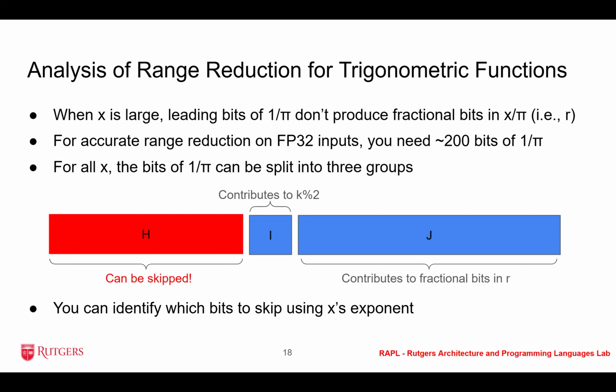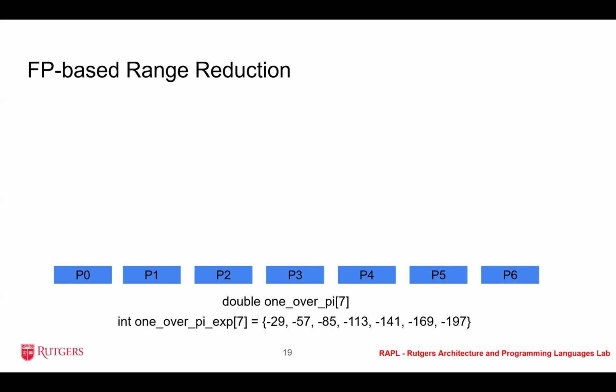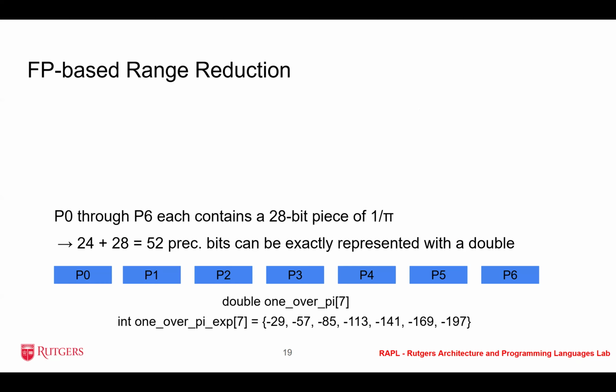So using these crucial insights, I went ahead and implemented an updated version of my range reduction strategy. For this range reduction strategy, I represent 1 over pi using its first 196 bits, which I obtained from MPFR. I spread these bits across 7 doubles so that each double contains a 28-bit piece of 1 over pi. Why 28? Every 32-bit float input is expected to have 24 bits of precision. So by distributing the bits in this manner, I can ensure that the partial products can be exactly represented as doubles without any loss in precision due to rounding.